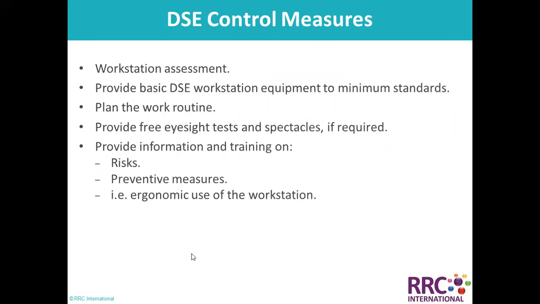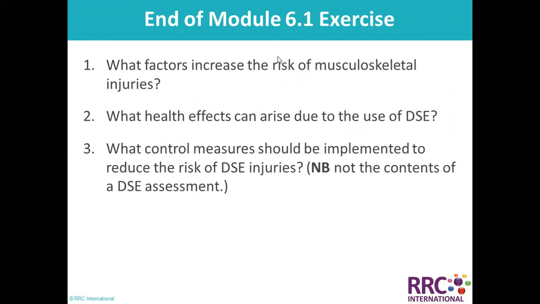Now, DSC control measures for, again, the same phenomena: the workstation assessment must be done. Provide basic DSC workstation equipment to minimum standards and plan work routine. Provide free eyesight tests and spectacles if required. Provide information and training on risk and preventive measures like ergonomic use of the workstation as well. That is all about the end of module 6.1. So, a few of the exercises: what factors increase the risk of musculoskeletal injuries, what health effects can arise due to the use of DSC, and what control measures should be implemented to reduce DSC injuries. And this is all we studied in the presentation.